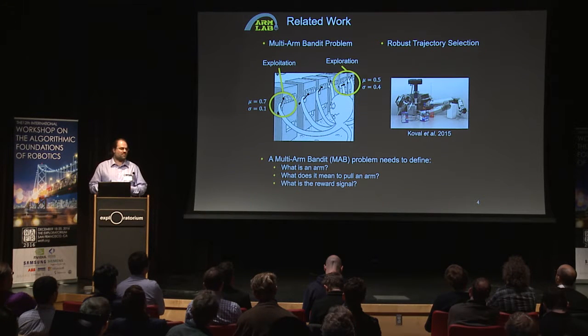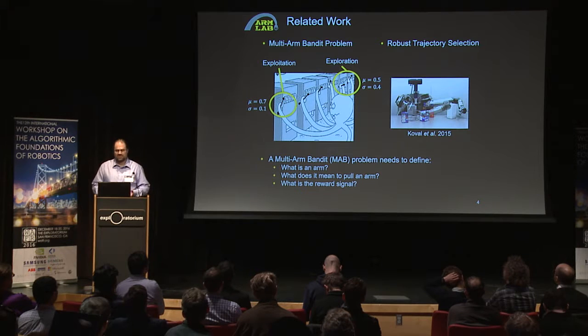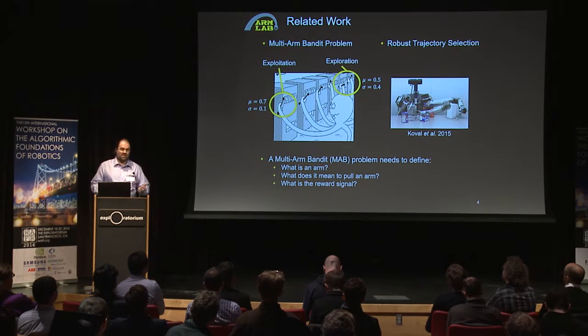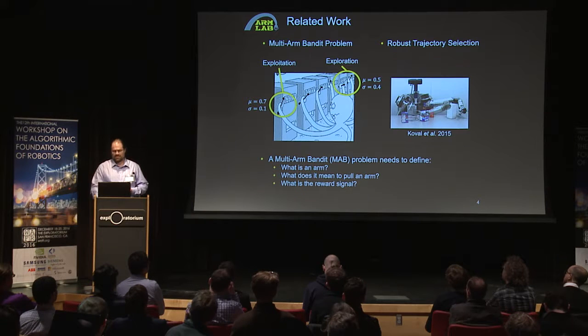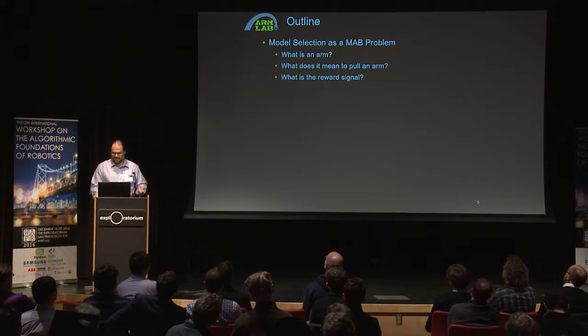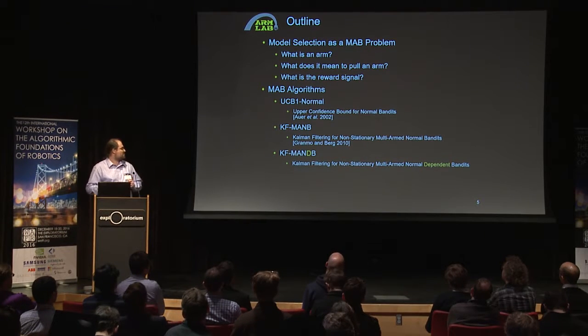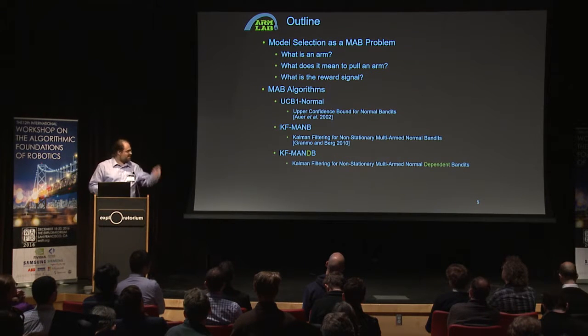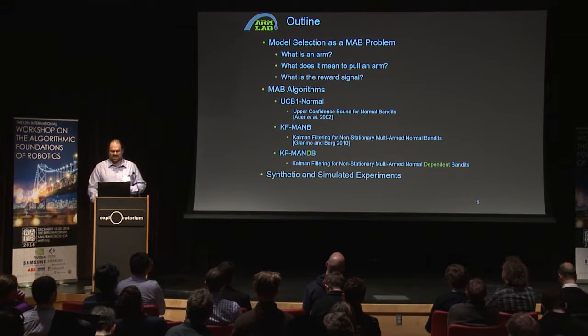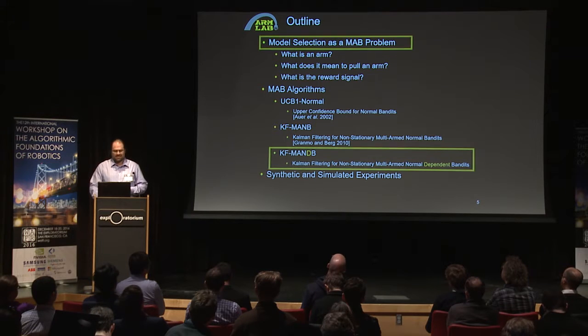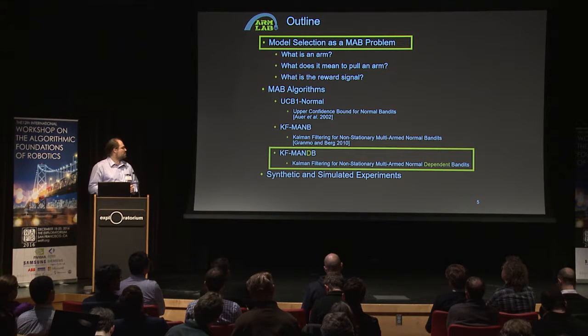In order to define this as a multi-arm bandit problem, we'll need to answer three questions. What's an arm? What does it mean to pull an arm? And what is the reward signal? So we're going to take a look at these three questions for model selection. We'll take a look at three bandit algorithms, two existing, as well as our extension to Kalman filtering for non-stationary multi-arm normal bandits, where we add the D, we make it dependent, as well as our results on both synthetic and simulated experiments. I'd like to stress that both model selection as a multi-arm bandit problem, as well as our multi-arm bandit algorithm, are unique to this paper.